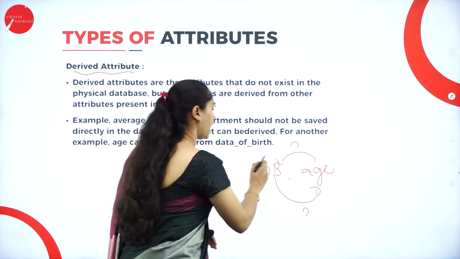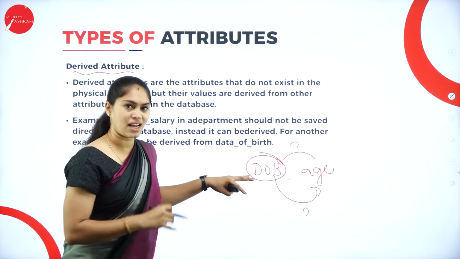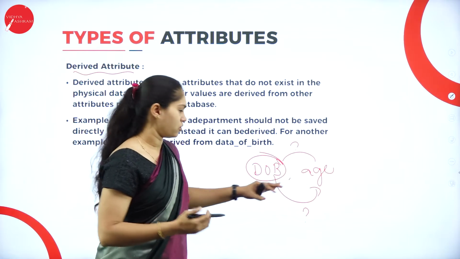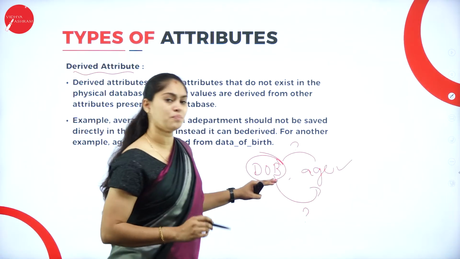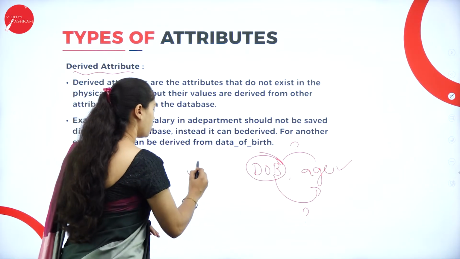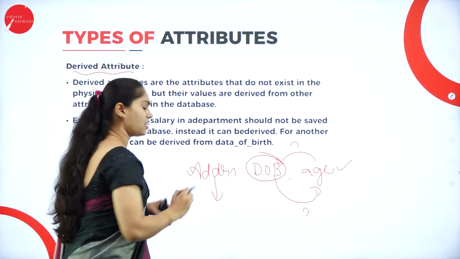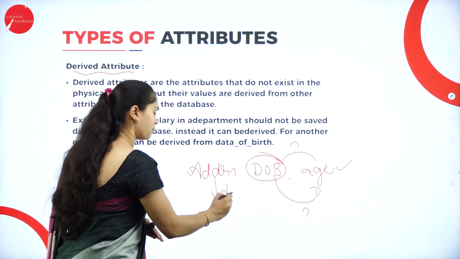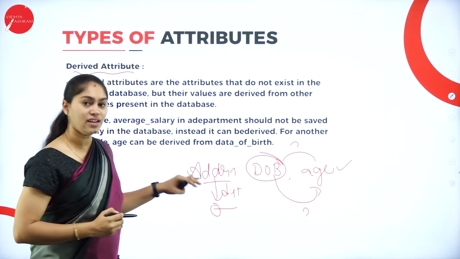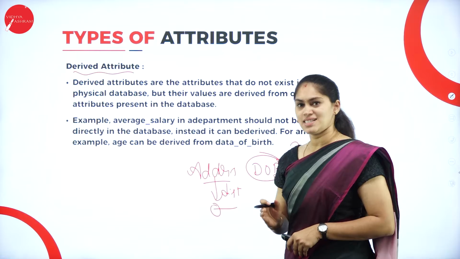So here date of birth is the main value, and from this value I am deriving another value. That is what we are going to call a derived attribute. If you say your address, from this address I can get to know the distance from my current location to your address. That is also a derived attribute. So I am deriving some value from the existing value.